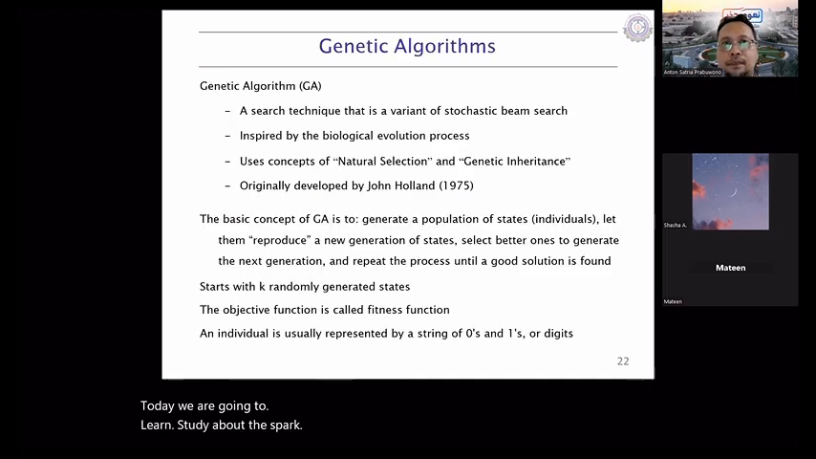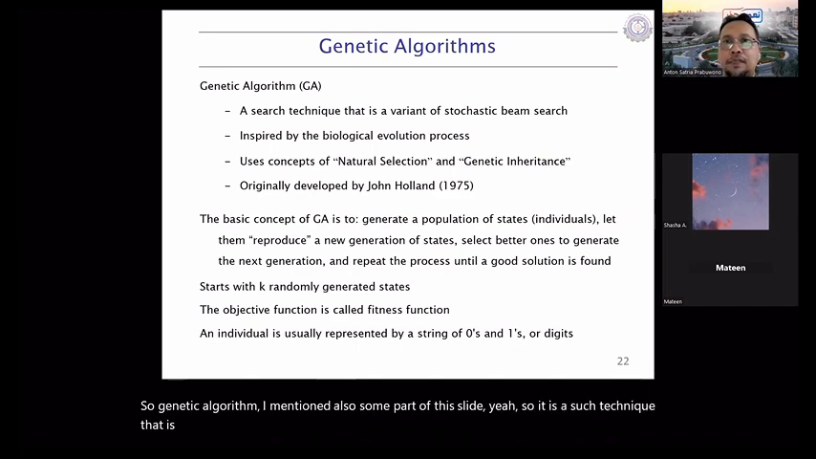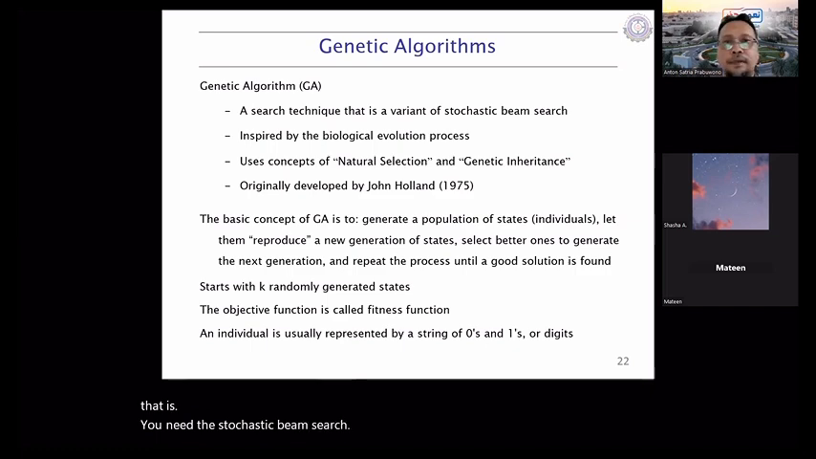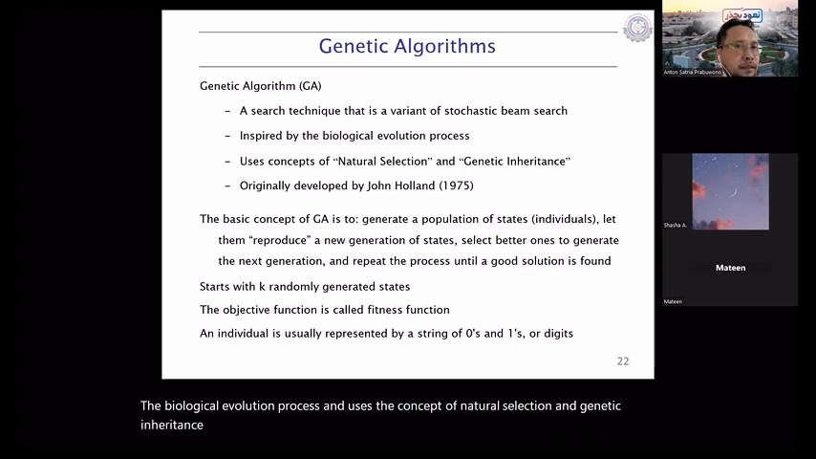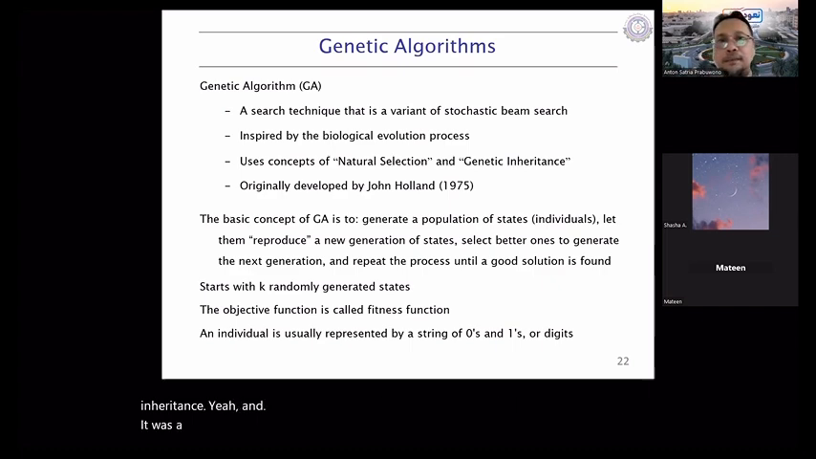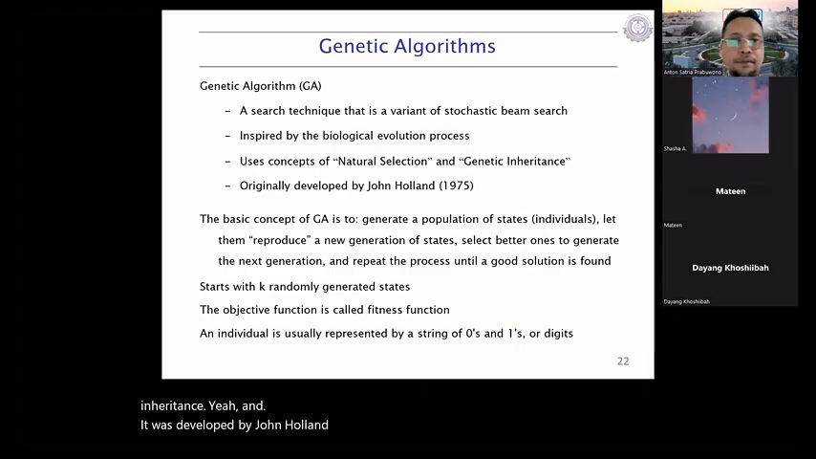Genetic algorithm, GA, I mentioned also some part of this slide. It is a search technique that is a variant of the stochastic beam search. It is inspired by the biological evolution process and uses the concept of natural selection and genetic inheritance. It was developed by John Holland in 1975.